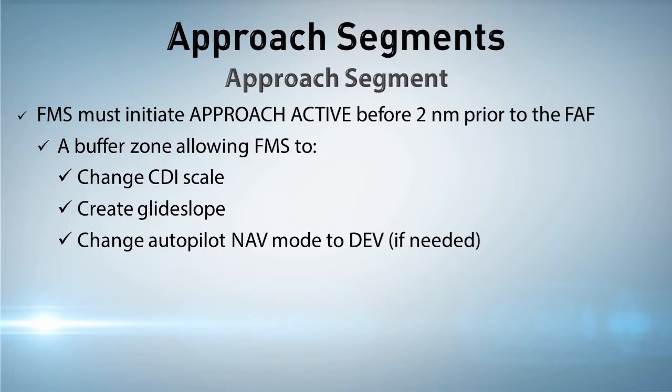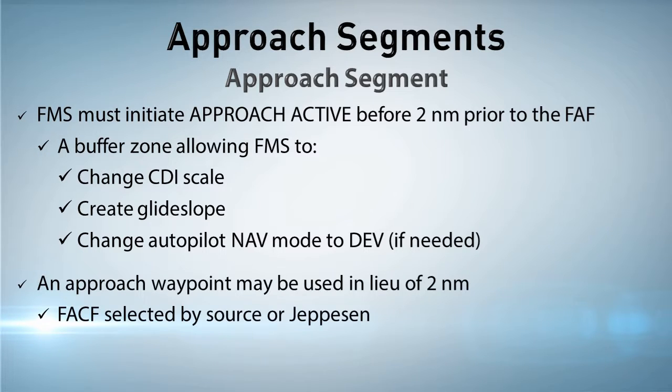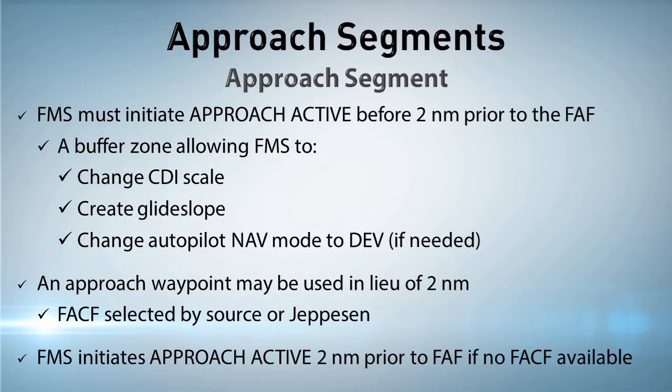When possible, Jeppesen will use a waypoint in the approach to initiate approach activation. This is usually the final approach capture fix, as long as it is at least 2 nautical miles from the final approach course fix. If there is no waypoint available, the FMS will initiate approach active 2 nautical miles prior to the final approach fix.